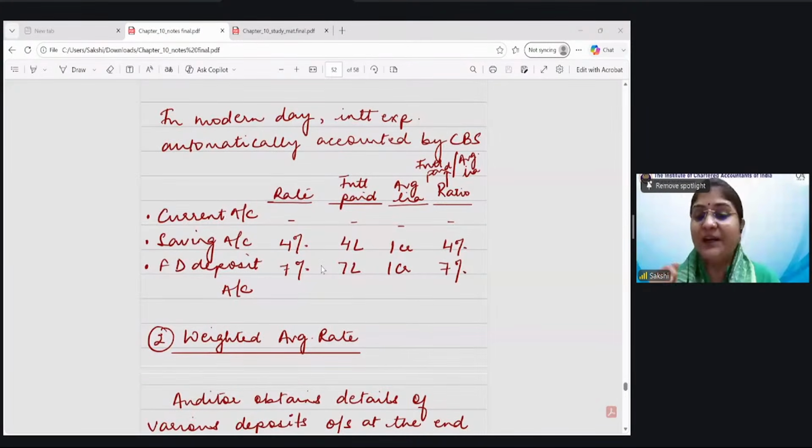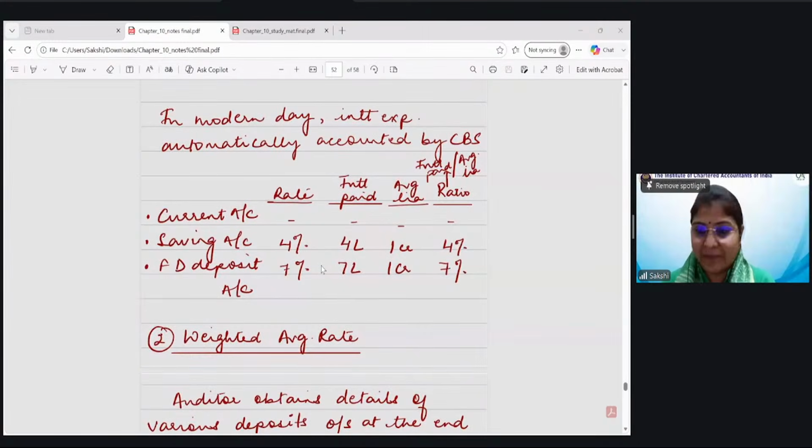Now, we will take out the ratio. How are we going to take out the ratio? Interest paid divided by average liability. The interest paid is 4 lakh, average liability 1 CR, that comes to 4%. Interest paid 7 lakhs, average liability 1 CR, that comes to 7%. Ma'am, the rate and the ratio are same? Yes. This is what you have to check as an auditor.